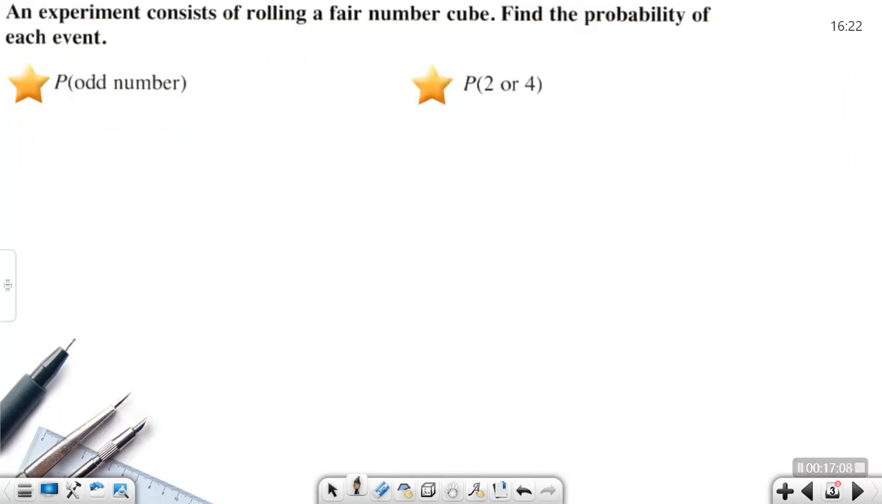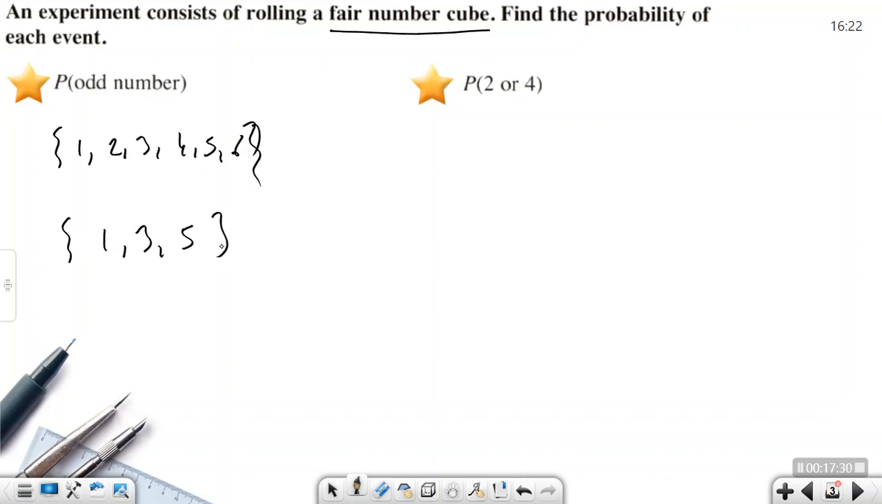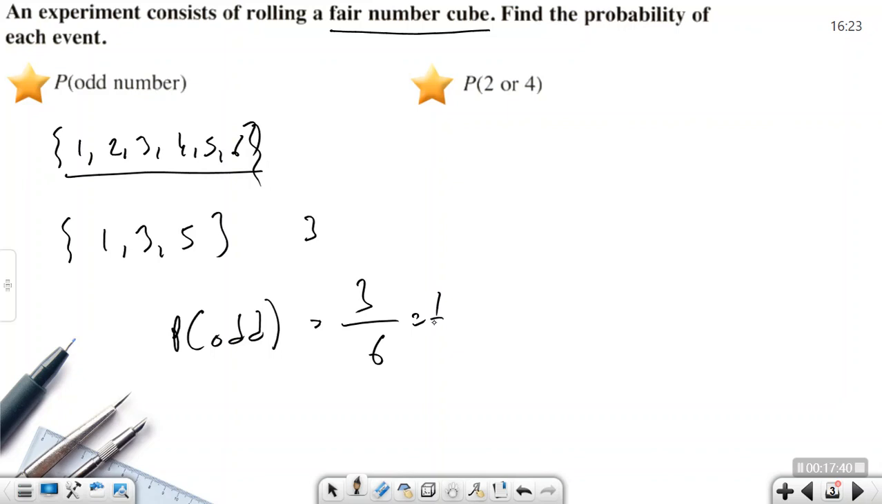Okay, an experiment consists of rolling a fair number cube. When we talk about a number cube, there are numbers 1 to 6 on it. Find the probability of each event, odd numbers. On a cube, we have 1, 2, 3, 4, 5, and 6. In total we have 6 elements. How many of them are odd? 1, 3, and 5, there are 3 elements. So the probability of odd is 3 over 6, which is 1 over 2, equal to 0.5, a 50% chance.